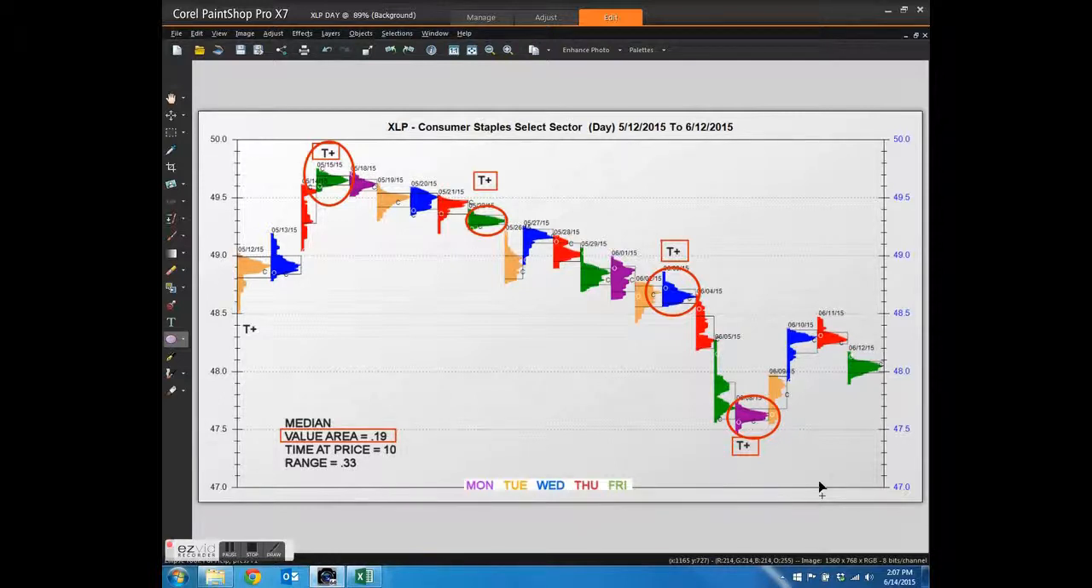There are other timing mechanisms. We'll get into those in other video shorts. There's a mean reversion type strategy.